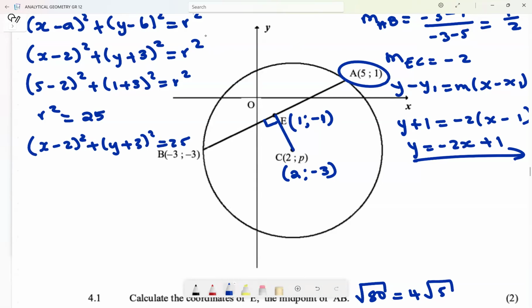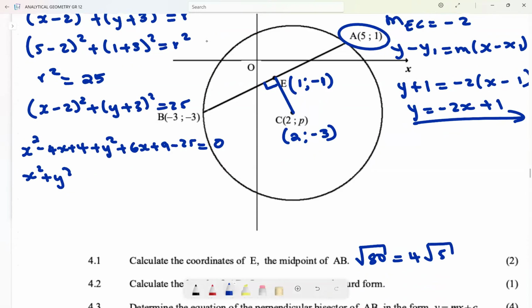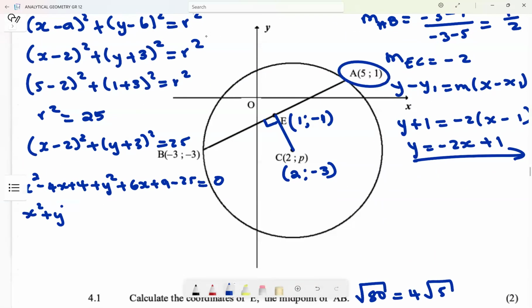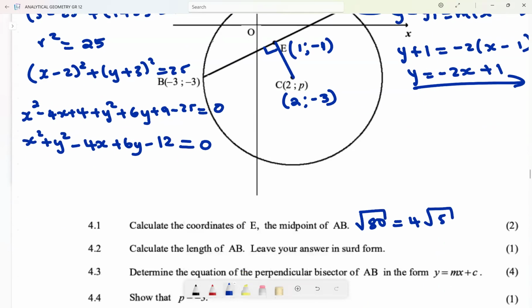And then I can become a mathematician and simplify: x squared minus 4x plus 4 plus y squared minus 6y plus 9 minus 25 is equal to 0. And then it's just a matter of rearranging. You want it in which format? x squared plus y squared minus 4x plus 6y, then 4 plus 9 is 13, 13 minus 25, I think it's -9. I'm lying, guys. It's -12. And that's that, guys.